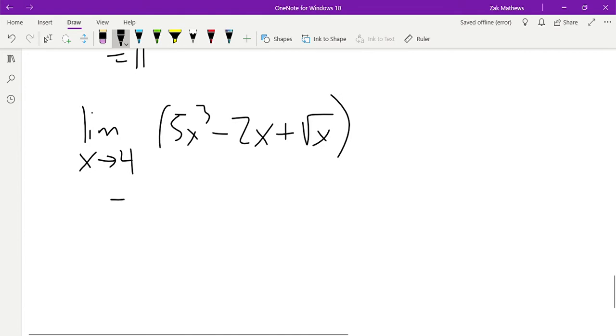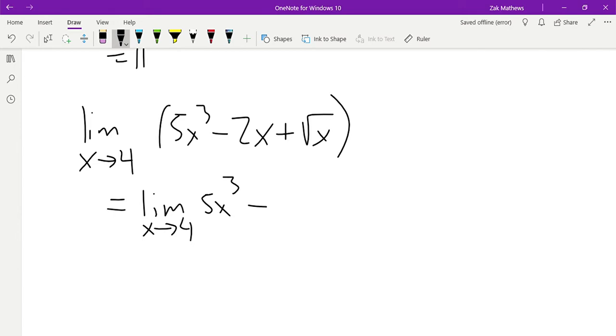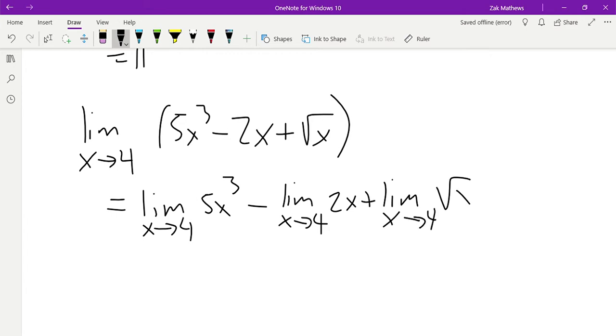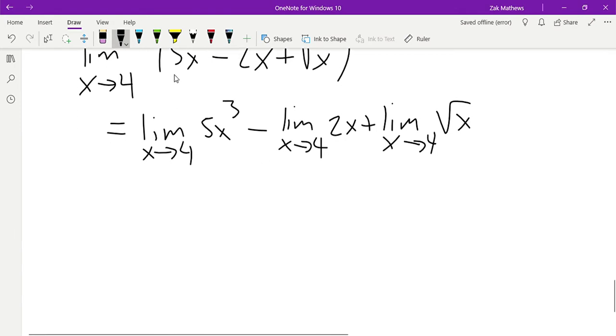And so I'm going to start by doing that by using my sum and difference rules. So breaking up the different terms: the limit as x goes to 4 of 5x cubed, minus the limit, because I can pull that minus to the front, as x goes to 4 of 2x, plus the limit as x goes to 4 of the square root of x. And notice I've written that limit in every single position because I haven't actually evaluated the limit. I'm just breaking it up.